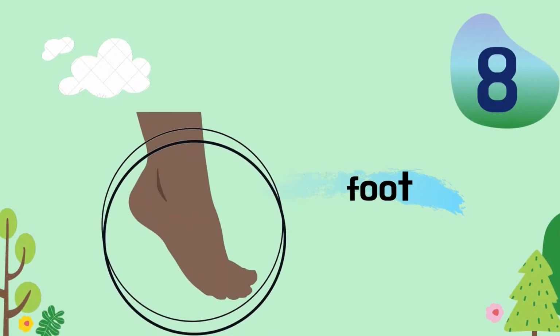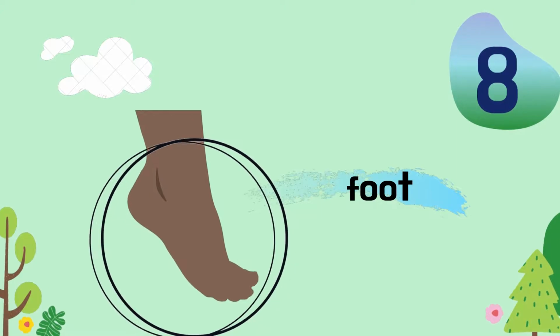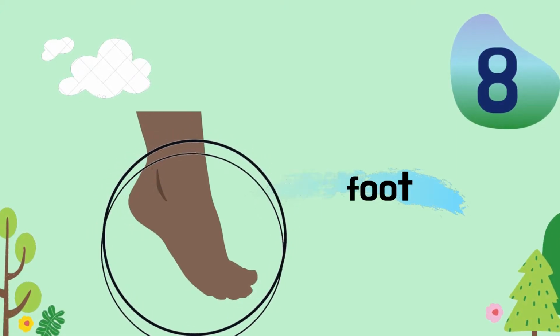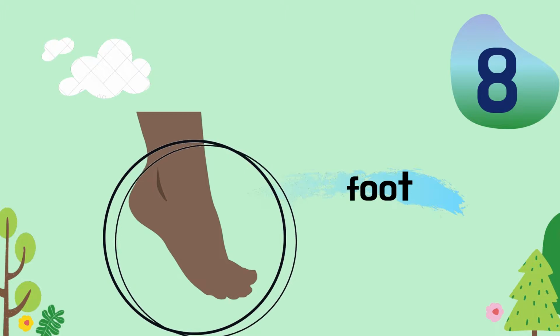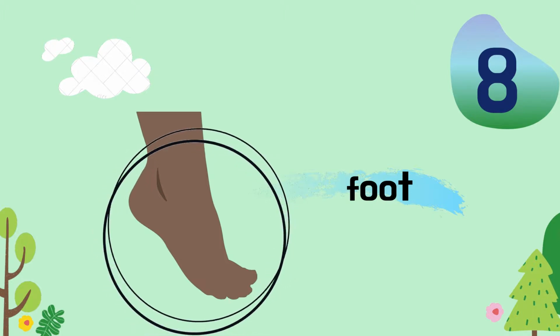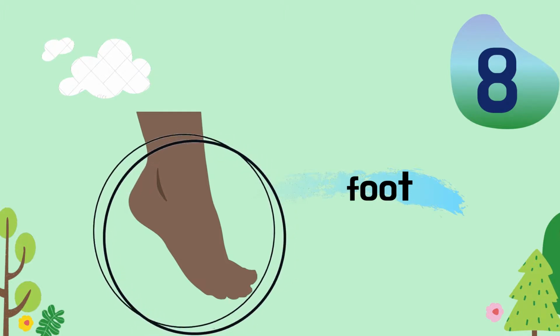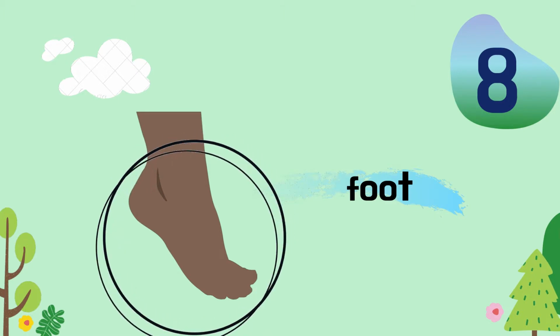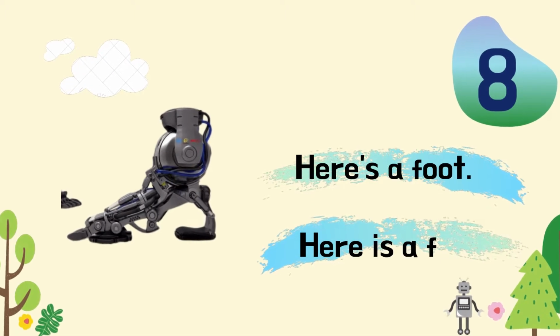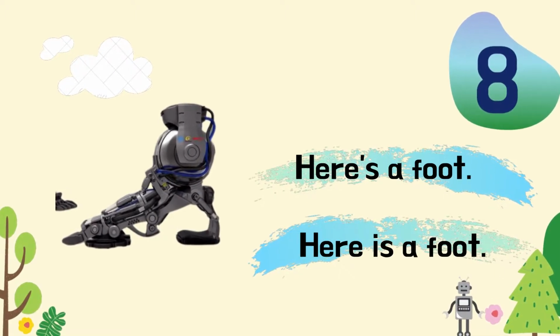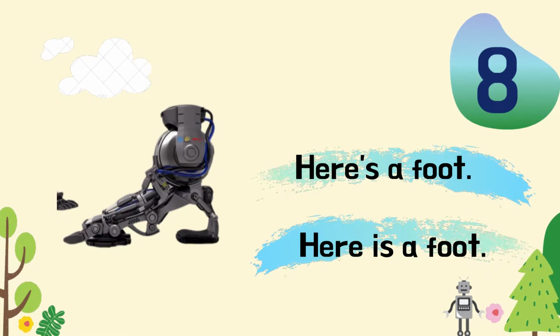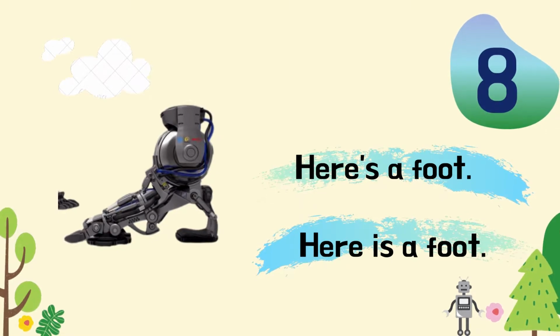Next, number 8. Look at the circle and the picture. This is what we call foot. Foot. Now let's read about the robot foot. Here's a foot. Here is a foot.